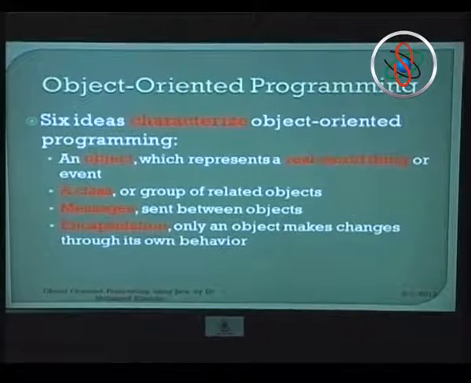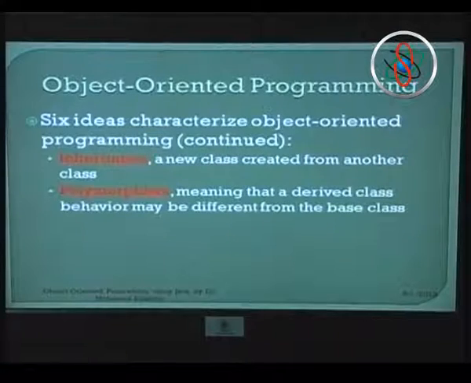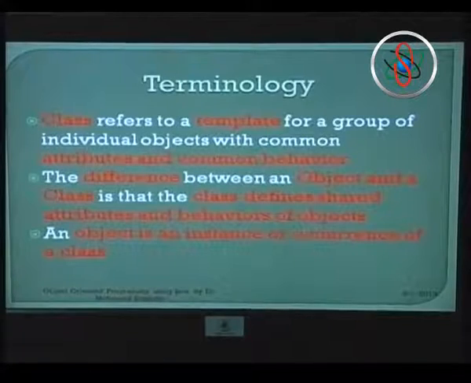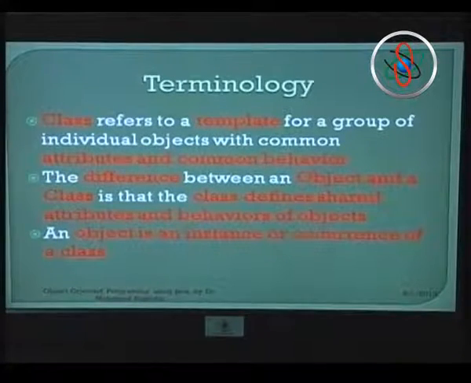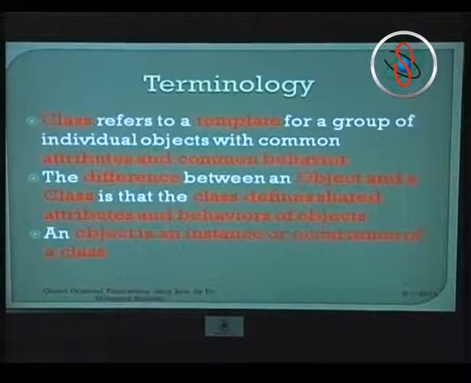Message, encapsulation, inheritance, and polymorphism. These are the main areas or the main tools used by object-oriented programming to solve very complicated problems. In these sections we are going to speak about the terminology. What do you mean by the class?